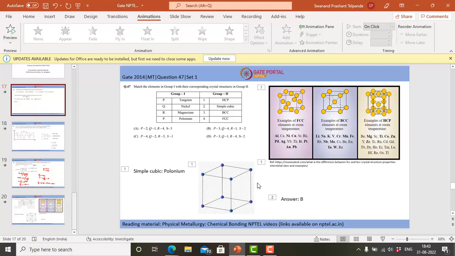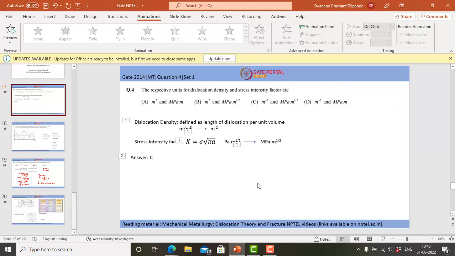So when you study mechanical metallurgy, let's say you are reading true stress, true strain, or engineering stress, engineering strain, what you do is make one sheet where you write all the formulas related to that topic. It will help you later to revise those formulas, and along with the formula you write the units as well, which will help you to solve multiple questions.